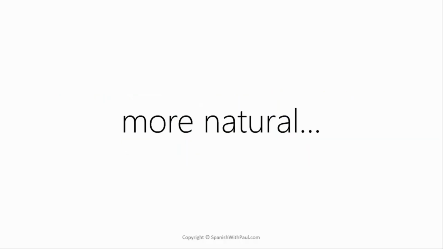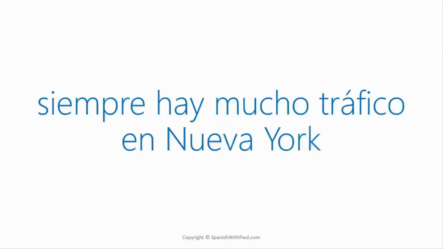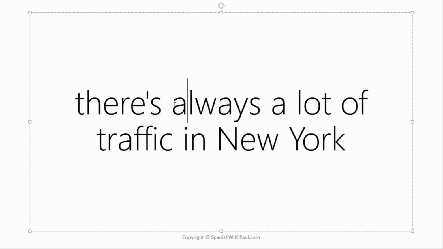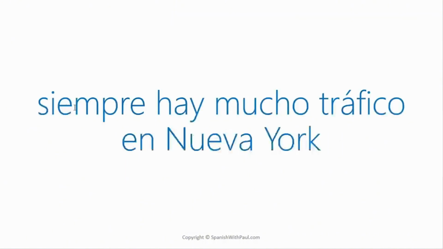But it's more natural with the word siempre to put it way up front and to actually start the sentence with it. So it could be siempre hay mucho tráfico en Nueva York. That would sound much more natural. So in English we have there's always, with the always here. But in Spanish, they would put this way up front. Siempre, for example, always, there's a lot of traffic in New York. Siempre hay mucho tráfico en Nueva York.